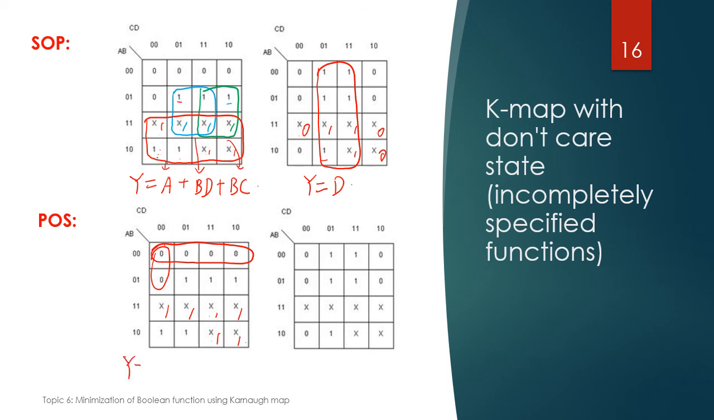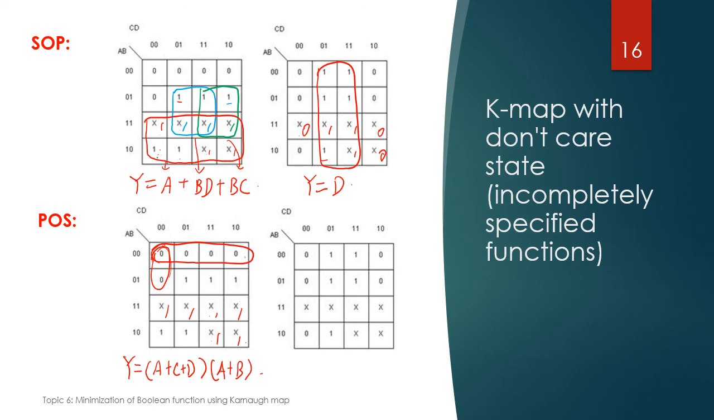So y equals, for this group first, A or C or D. Then for this group, we got A or B.